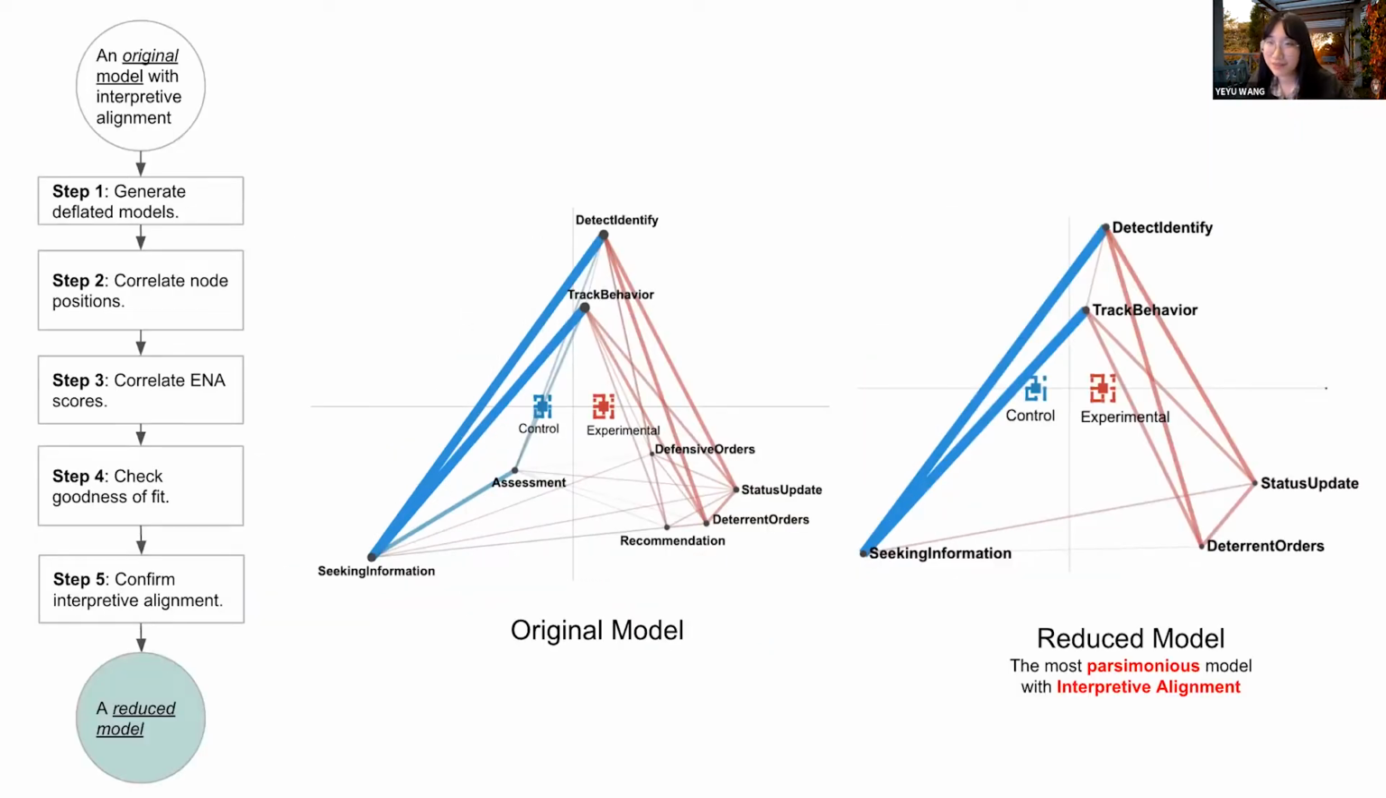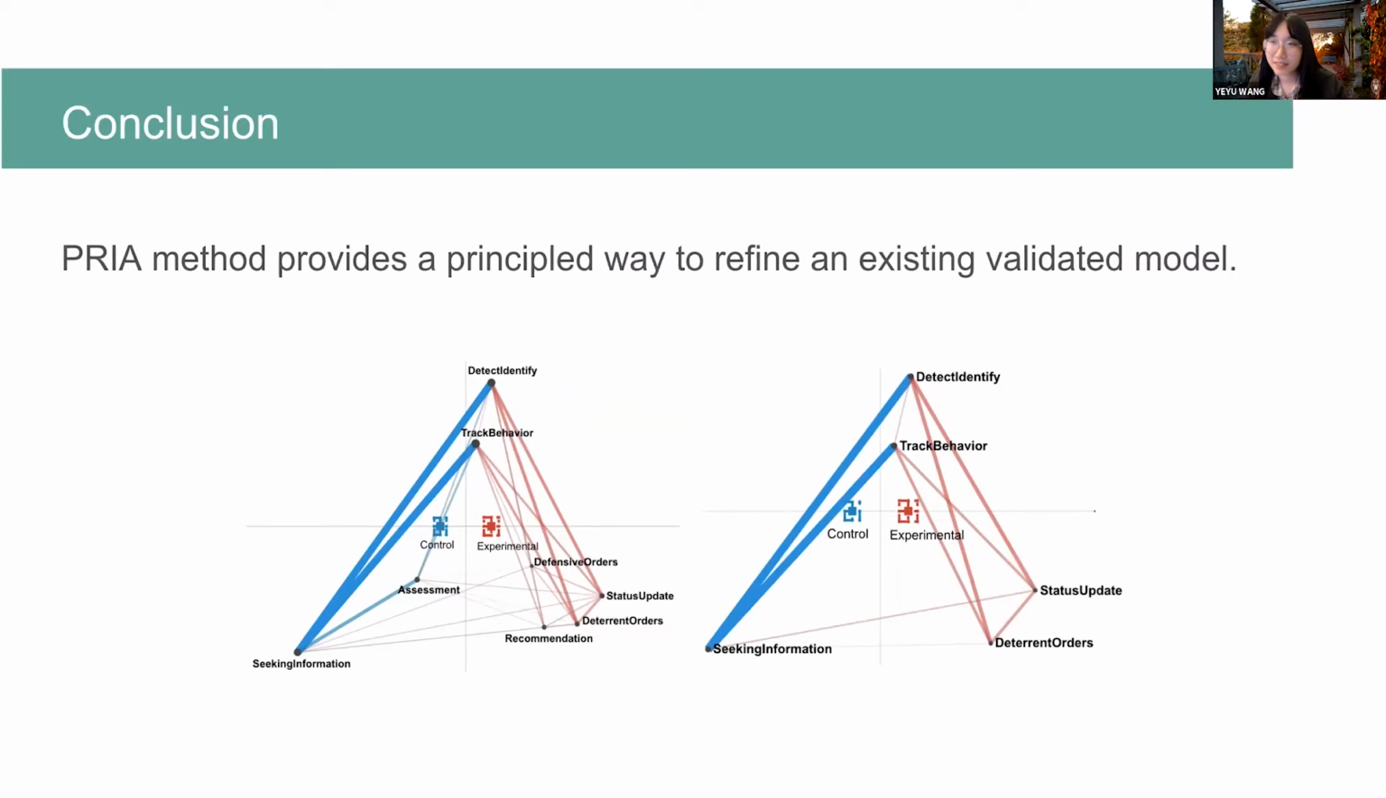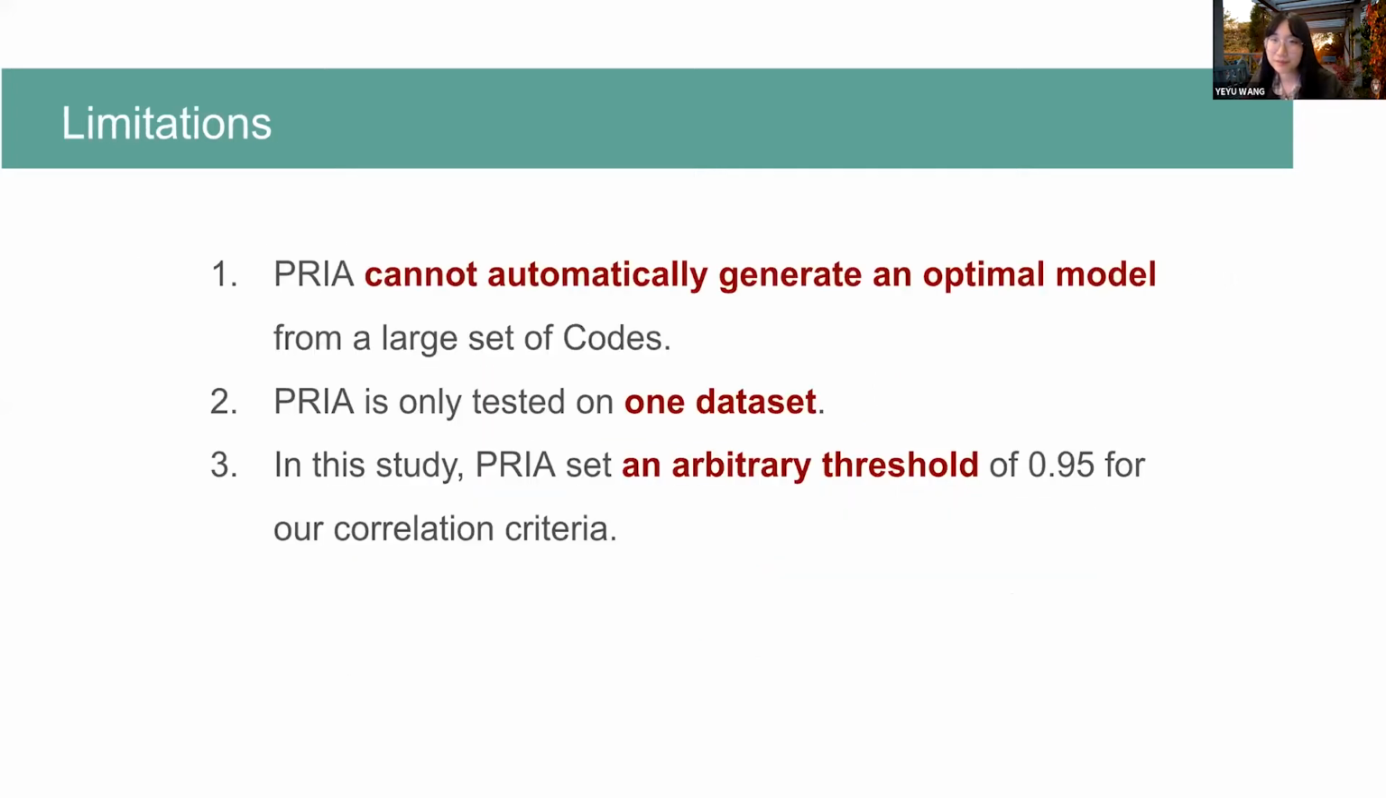So here is the final reduced model. This is the most parsimonious model with the interpretive alignment maintained. In conclusion, the PREA method provides a principled way to refine an existing validated model. We also want to take a little bit of time to talk about the limitations of this study.